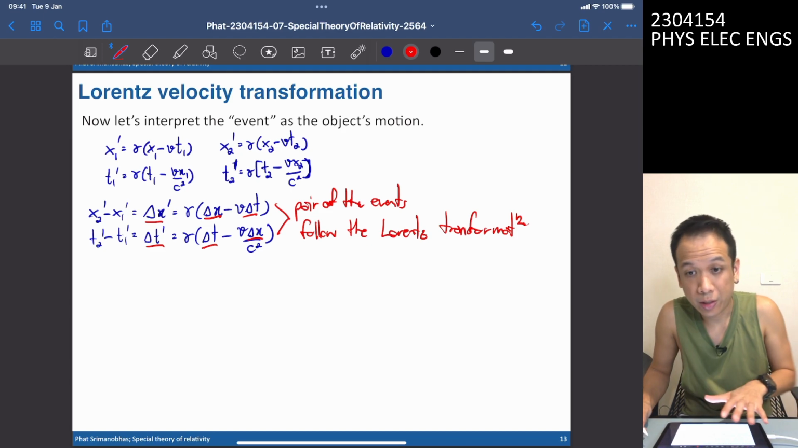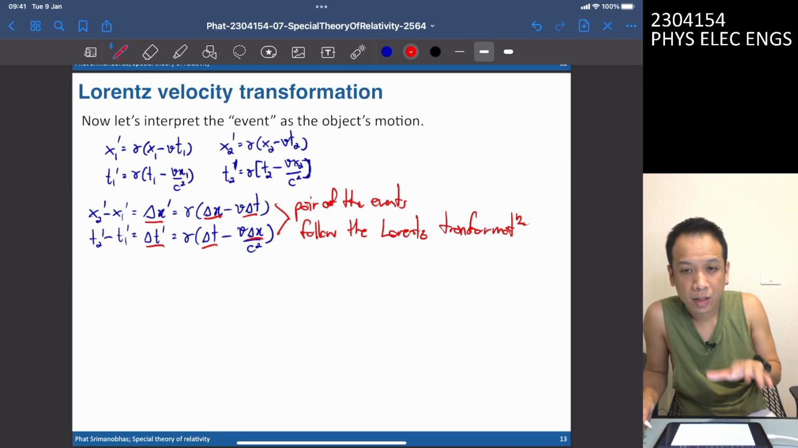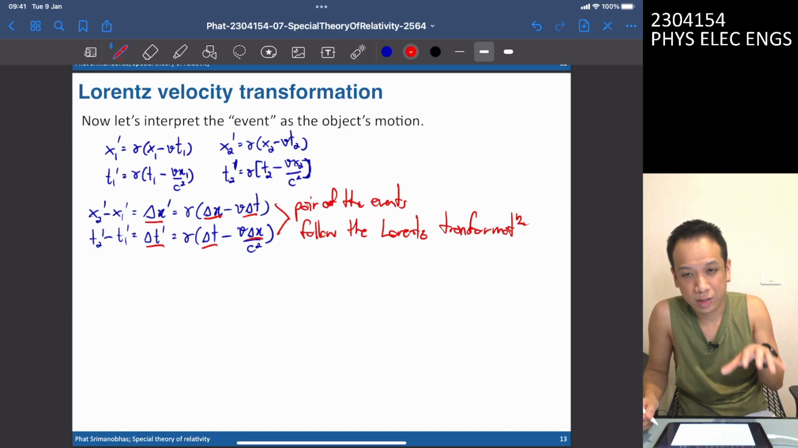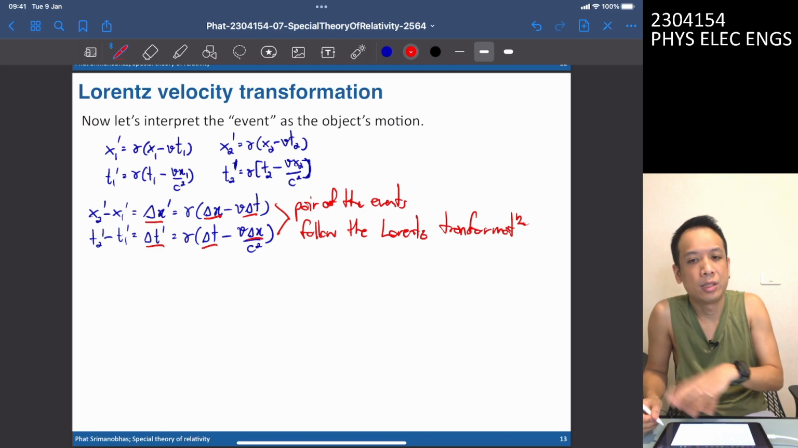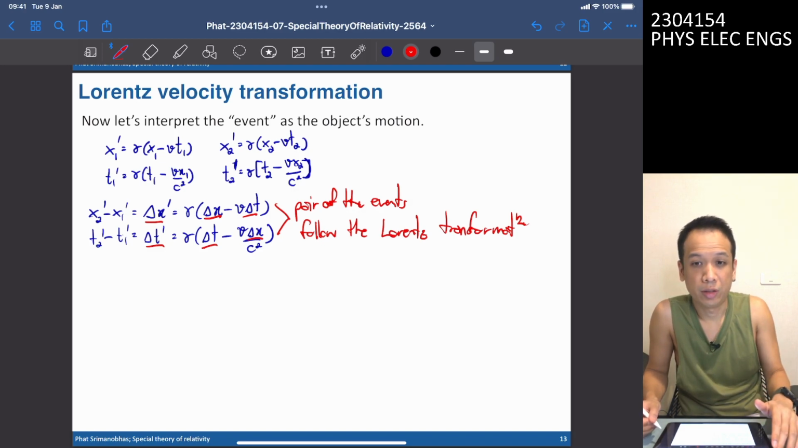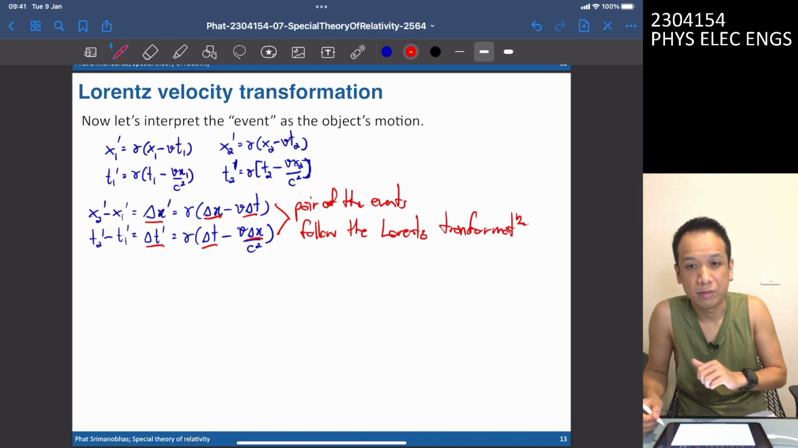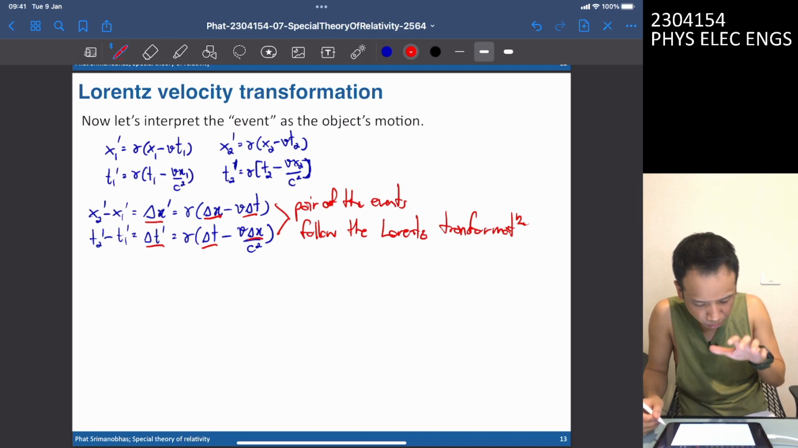Okay, and this is very important. You're going to see in the next video that this is used for several things: simultaneity, length contraction, time dilation, and several other things, the kinematic stuff.